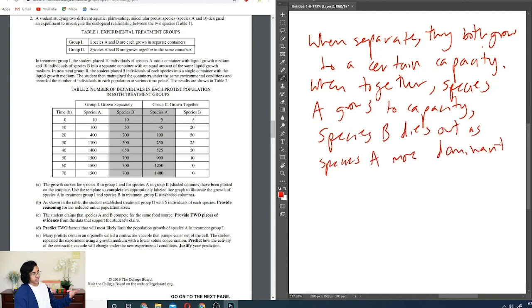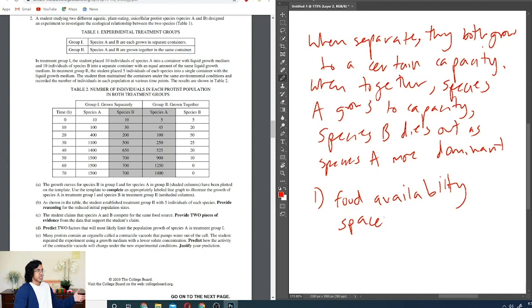And then predict 2 factors that will most likely limit the population growth of species A in treatment group 1. So basically, the first factor is for sure going to be your food availability. And then another thing that might impact it would probably be the amount of space it has in the medium. Because bacteria do that thing where when they're really dense, they can't really reproduce. Like quorum sensing or something? Yeah, something like that.